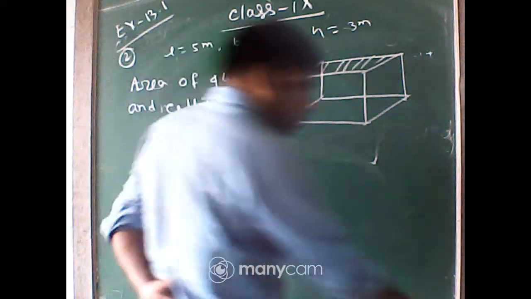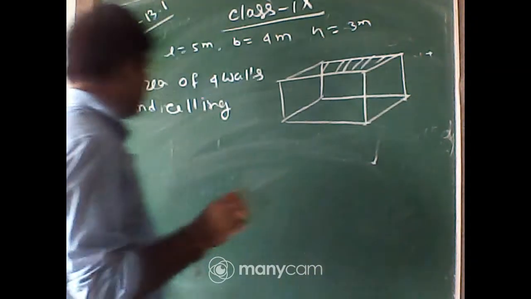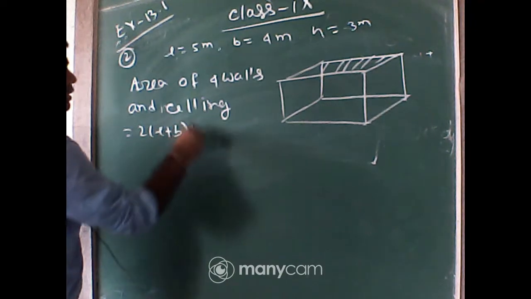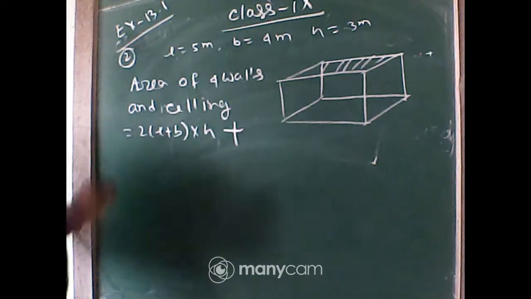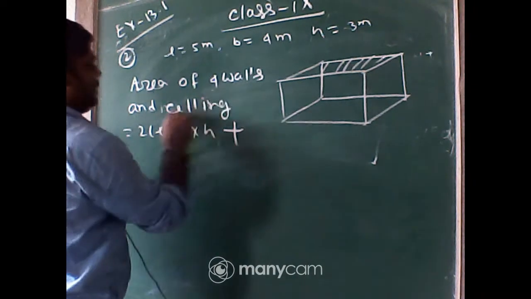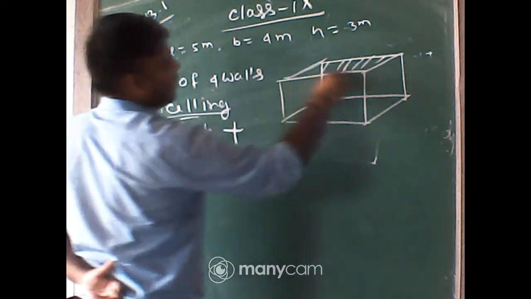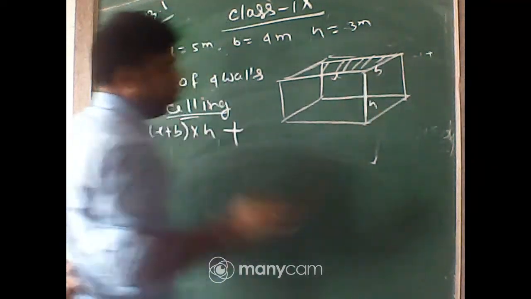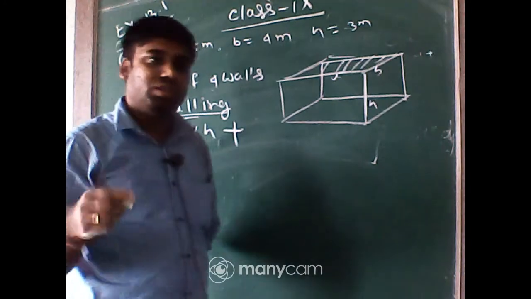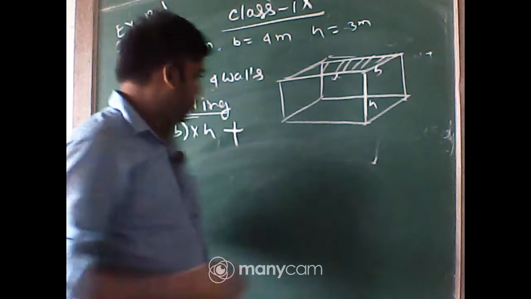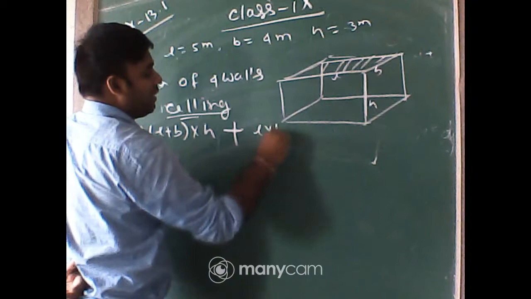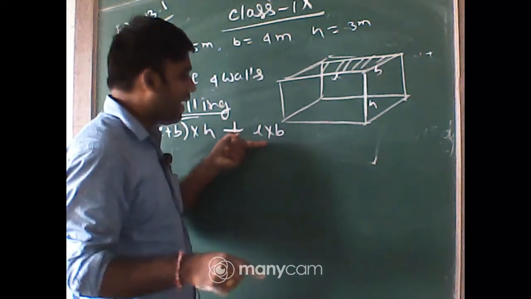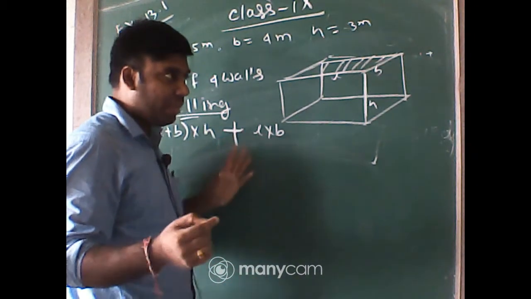Area of 4 walls is very easy: 2 into (L plus B) into H, plus the ceiling portion. Here L is length, B is breadth and H is height. For finding the area of the ceiling, we need to multiply length into breadth. As it is cuboidal, all the faces are rectangular, so the area is L into B. Got it everyone? Any doubt?